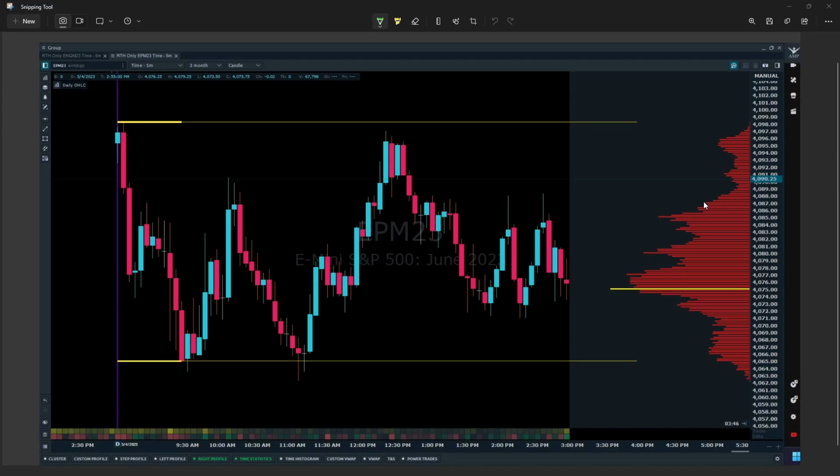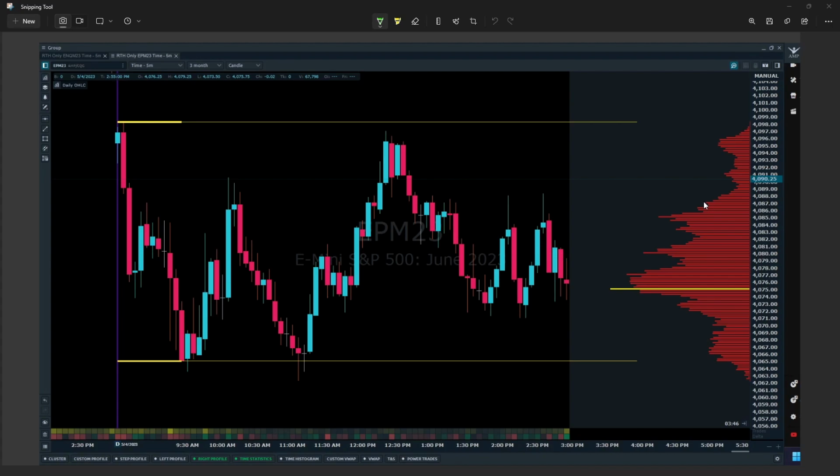So the next volume profile that we're going to be talking about is the daily volume profile. And this is going to give us a smaller time frame look at what is just going on for that day, because we are day traders, correct? Or even if you are a swing trader, this gives you an idea of how the day is positioning itself.